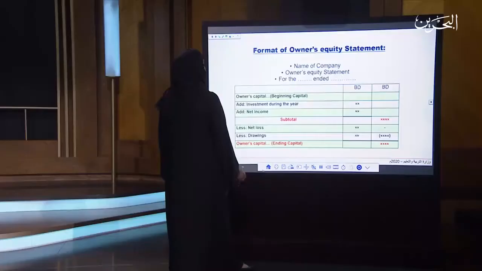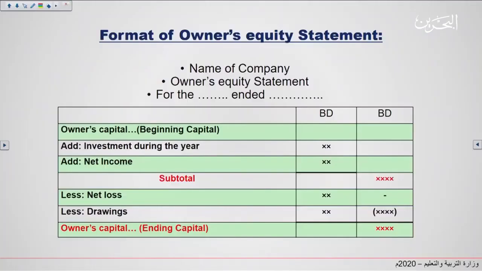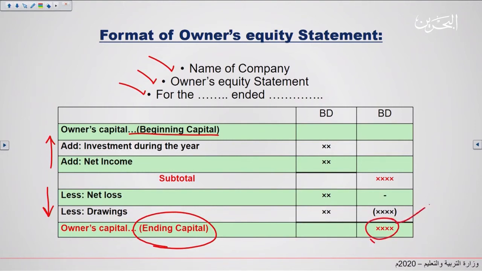Moving on to the format of the owner's equity statement, as you can see here, we have the name of the company, then the name of the statement, and the period of time. First we put the beginning capital, then we list the events that increase the capital and the events that decrease the capital, then we calculate the ending capital. Now this amount we will transfer to the balance sheet, which will be our lesson next time, inshallah.